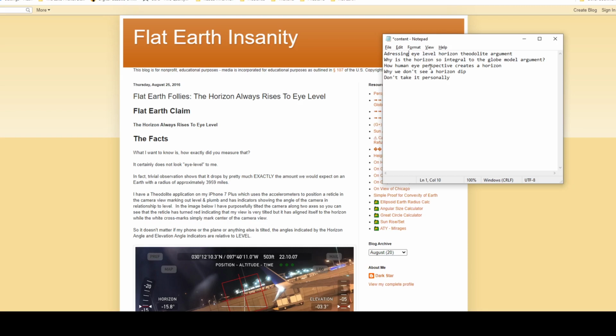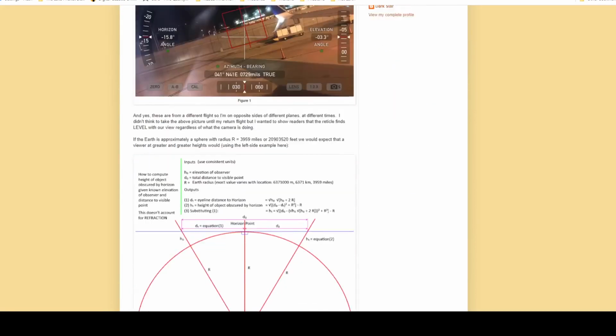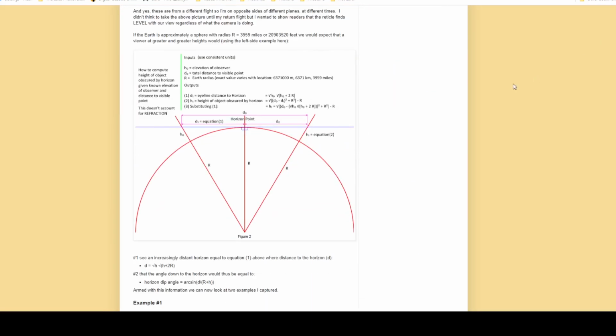Let's go and have a look at what is being said in this blog post and address what we see. So why is the horizon so integral to the globe Earth argument? Well, it's of course because the globe is supposed to be a sphere with a fixed geometry that has been determined already through various experiments, such as sticking sticks in the ground and measuring the shadows and making assumptions about the diameter of our Earth.